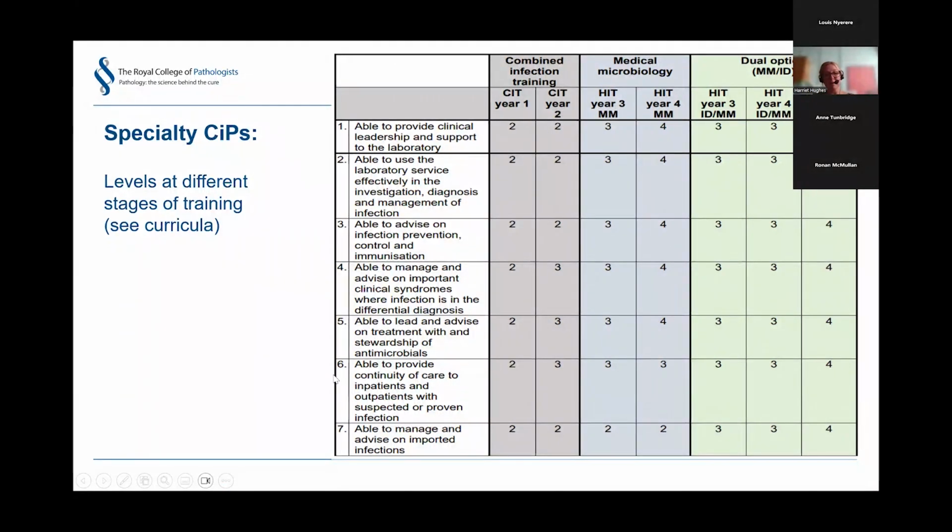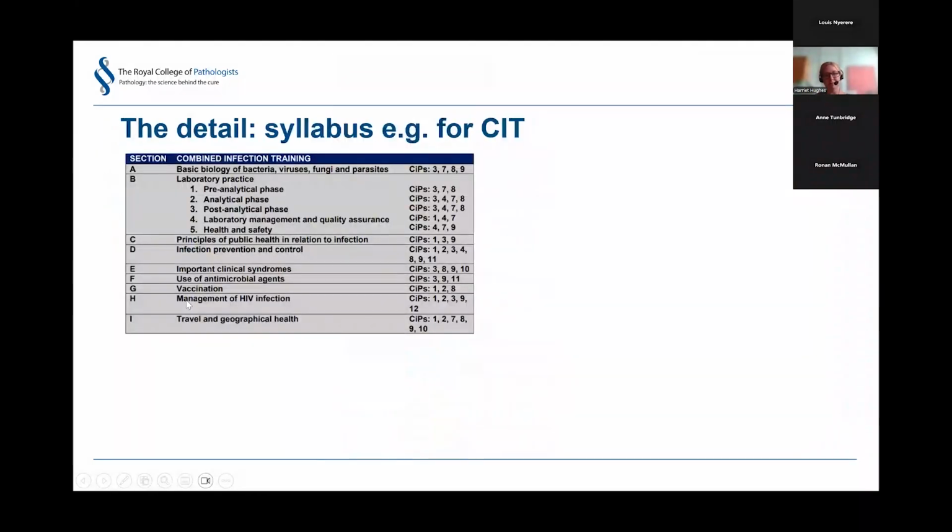And then 6 and 7 specialty SIPs relate more to the inpatient care. So if you're a monospecialty trainee, you're not expected to reach that independent level for the inpatient care. But if you are a dual trainee in ID and micro, then obviously you are required to reach the independent level for the direct patient care.